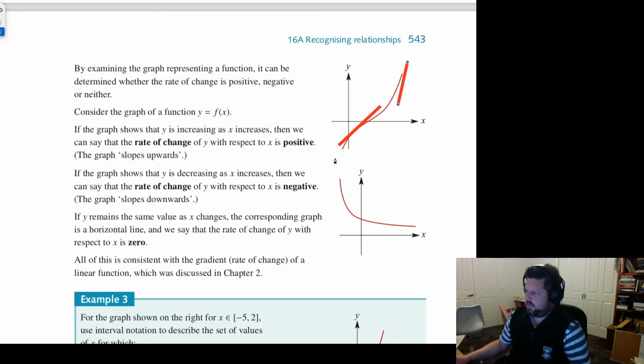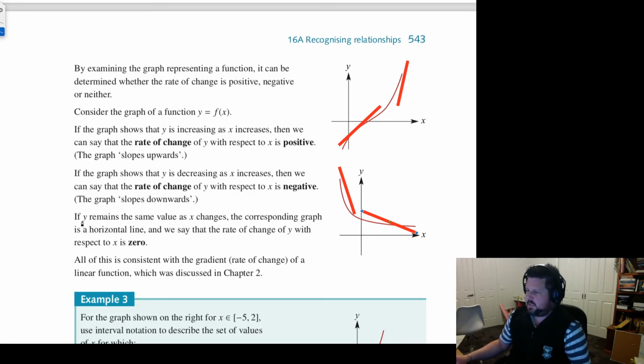If the graph shows that y is decreasing as x increases, so as we move along through x, the y value is going down, then we can say that the rate of change of y with respect to x is negative. You can see it's going down this way. In this particular case, you would say the graph slopes downwards.